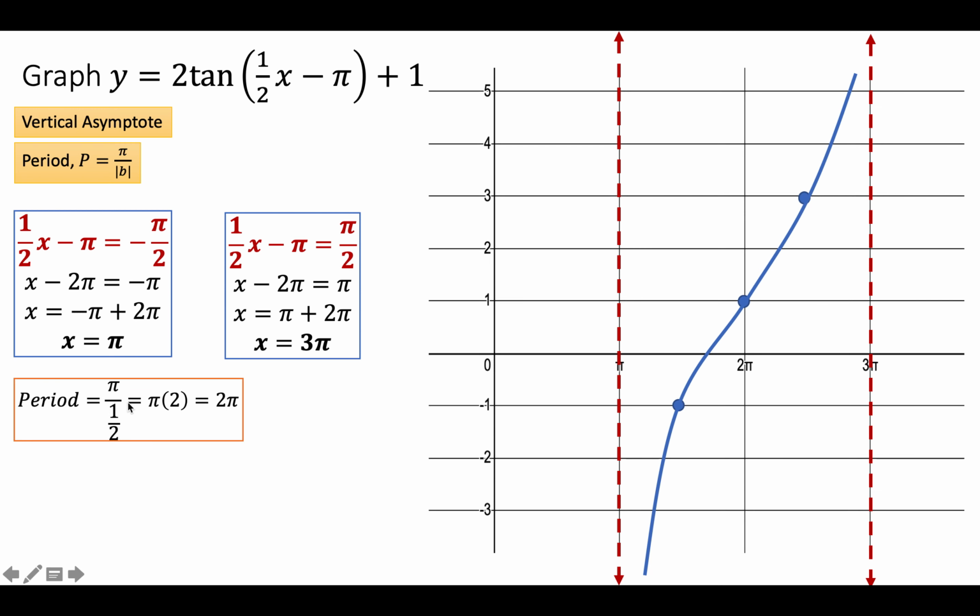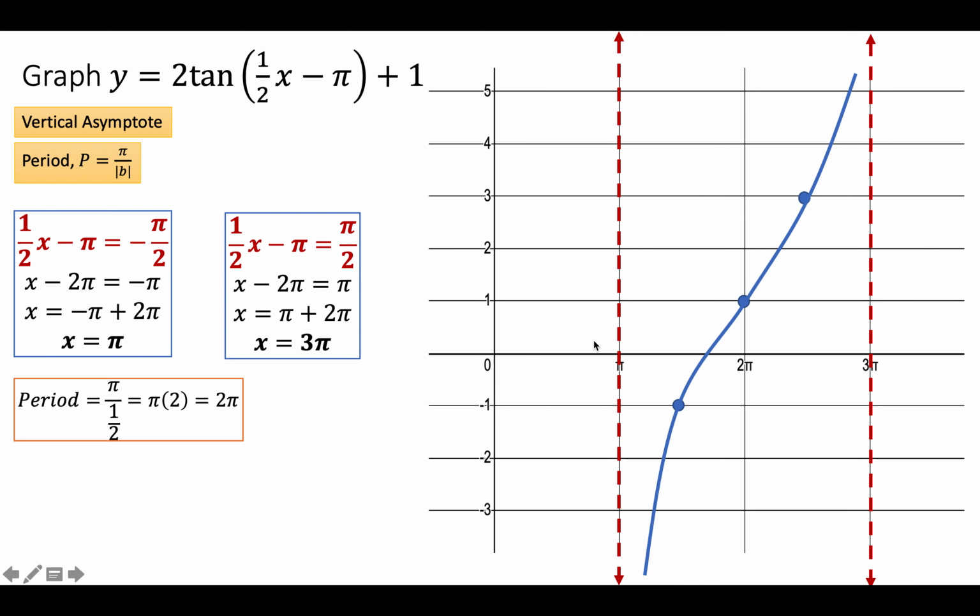Okay, so we have period equals pi divided by the value of b, which is 1/2. When you are dividing with fractions, you can just use this technique. We get pi, then multiplied by the reciprocal of this, which is 2. So pi times 2 equals 2 pi. So really, we can say that the period here, or 1 cycle here, is 2 pi. Okay, and we will be needing this period later in identifying our domain.